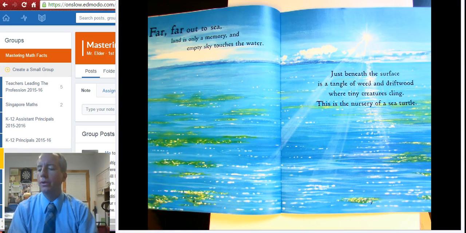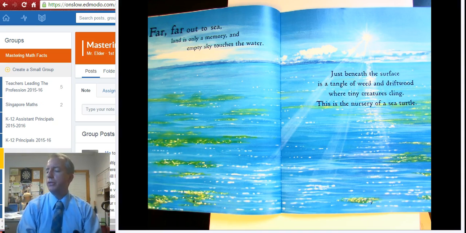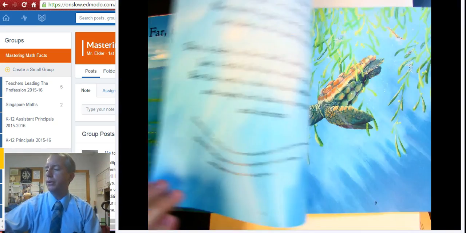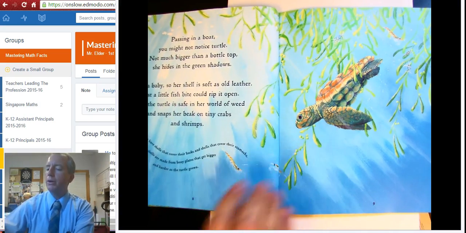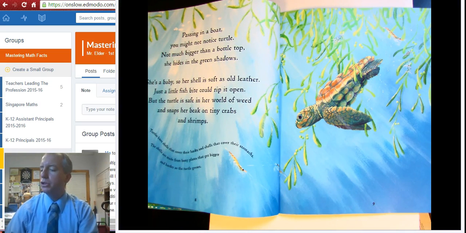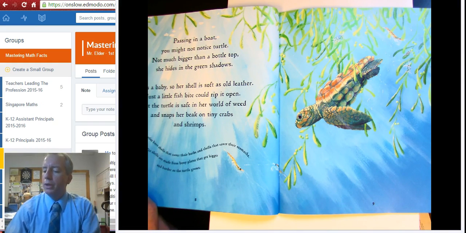One tiny turtle. Far, far out to sea, land is only a memory. An empty sky touches the water. Just beneath the surface is a tangle of weed and driftwood where tiny creatures cling. And this is the nursery of a sea turtle. Passing in a boat, you might not notice. Not much bigger than a bottle top, she hides in the green shadows. She's a baby, so her shell is soft as old leather. Just a little fish bite could rip it open. But the turtle is safe in her world of weed and snaps her beak on tiny crabs and shrimps.